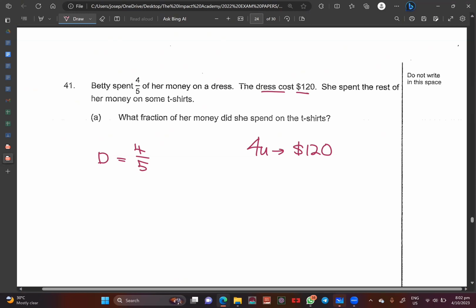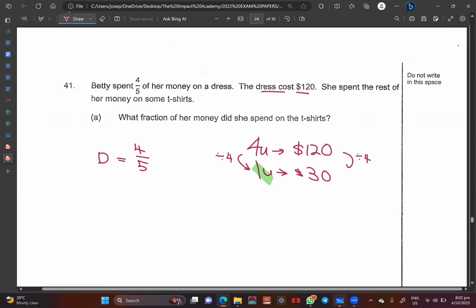Now, after I'm done with 4 units, I want to quickly find 1 unit first. Correct or not? Because 1 unit is my Mr. Greenman. True? Yeah. So how do I get from 4 to 1? I have to divide by 4. Correct or not? So over here, I also have to divide by 4. Is that something that you can do? All right, 120 divided by 4, therefore over here is $30. Agree so far? Yeah.